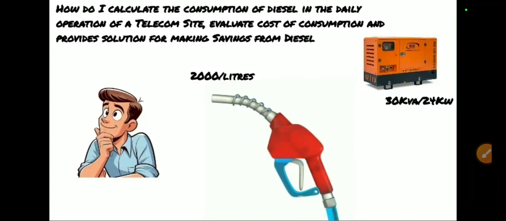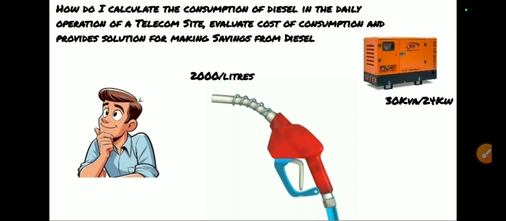Good day, viewers. Today we will be looking at how to calculate the consumption of diesel in daily operation of a telecom site. This can also go as far as other evaluations for businesses other than telecommunication, because we can use it anywhere we use an AC diesel generator, which is ACDG. So permit me to use ACDG as the short term for alternating current diesel generator.